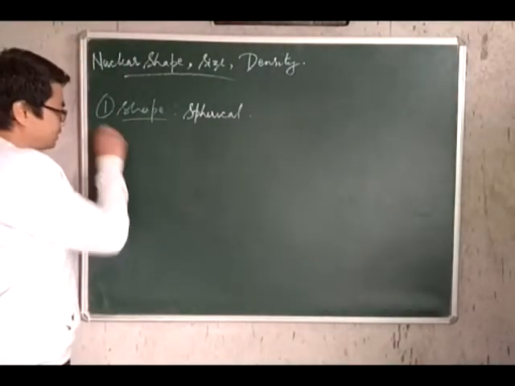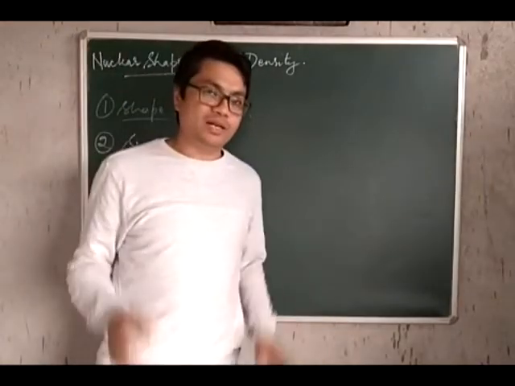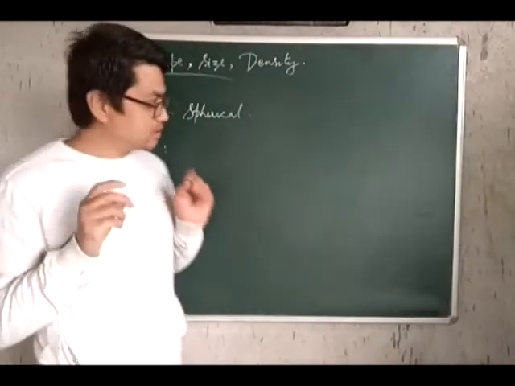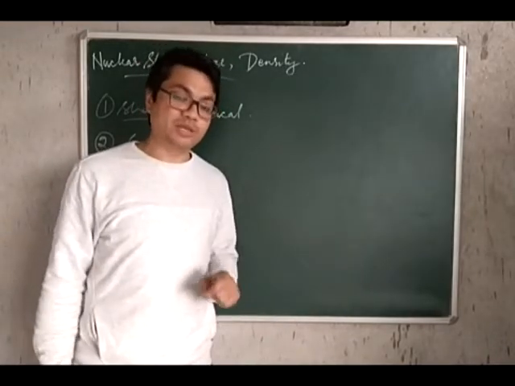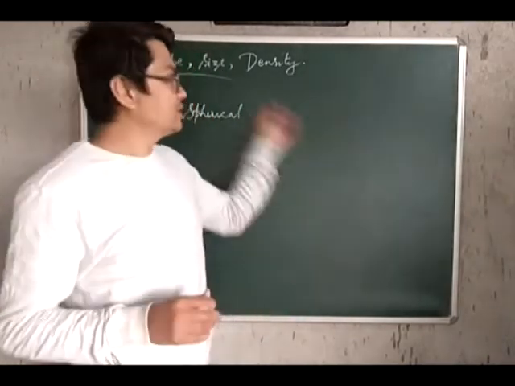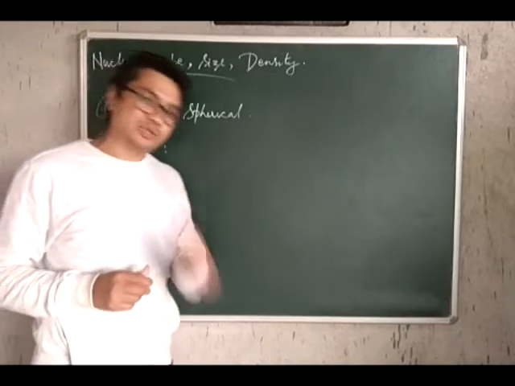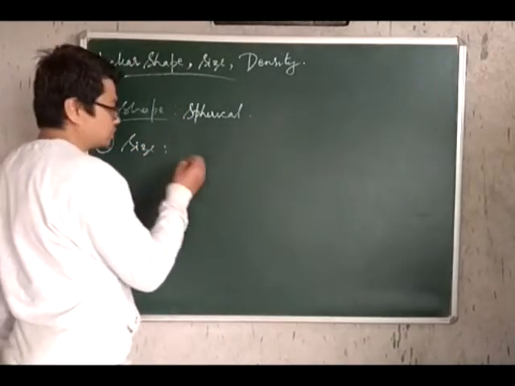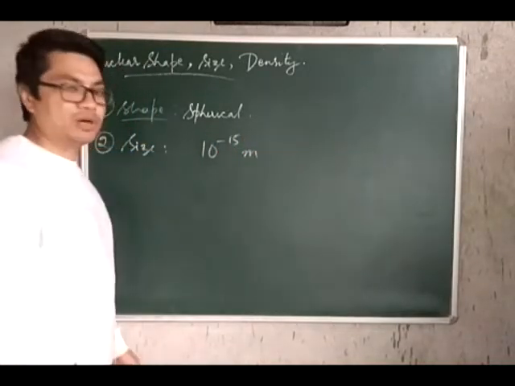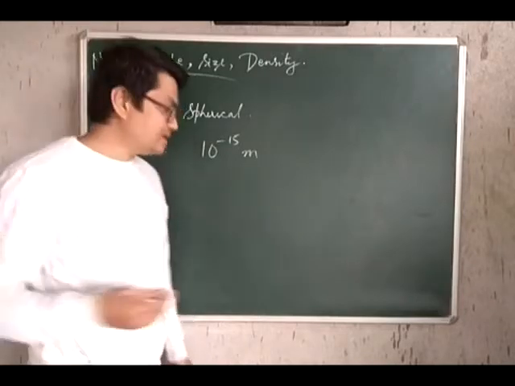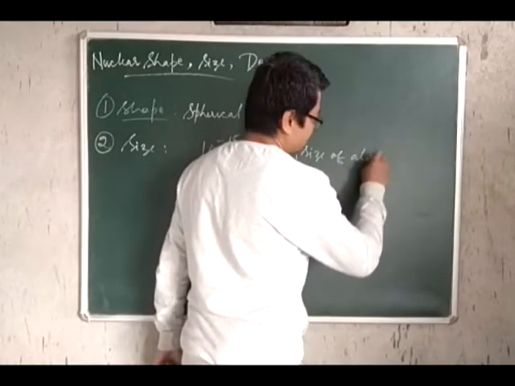Alright, now talking about the size, the approximate idea about the size of the nucleus was given after Rutherford performed the alpha ray scattering experiment. So a rough estimate of the nucleus size was calculated in Rutherford's alpha ray scattering experiment itself, and it was shown that the size of the nucleus is of the order of 10 to the power minus 15 meters, whereas the size of the atom is bigger compared to the nucleus, of course.